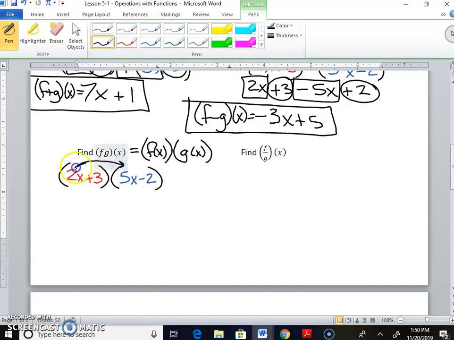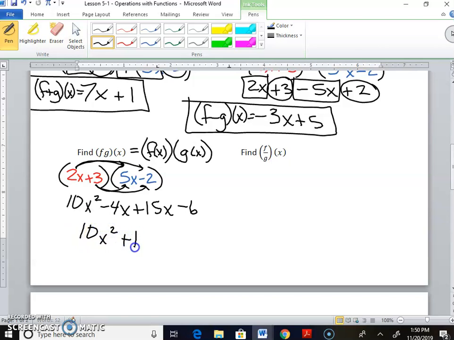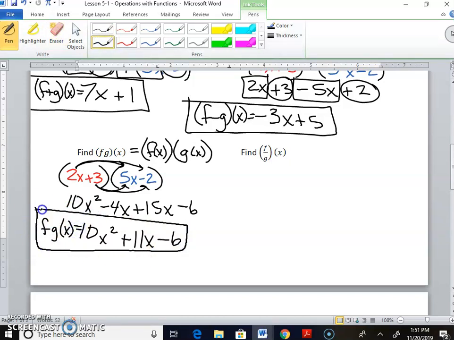I'm going to take 2x times 5x, and 2x times negative 2, which gives me 10x squared minus 4x. 3 times 5x gives me a positive 15x. 3 times negative 2 gives me a negative 6. And then I just need to combine like terms, and I get 10x squared plus 11x minus 6. So fg of x equals 10x squared plus 11x minus 6.